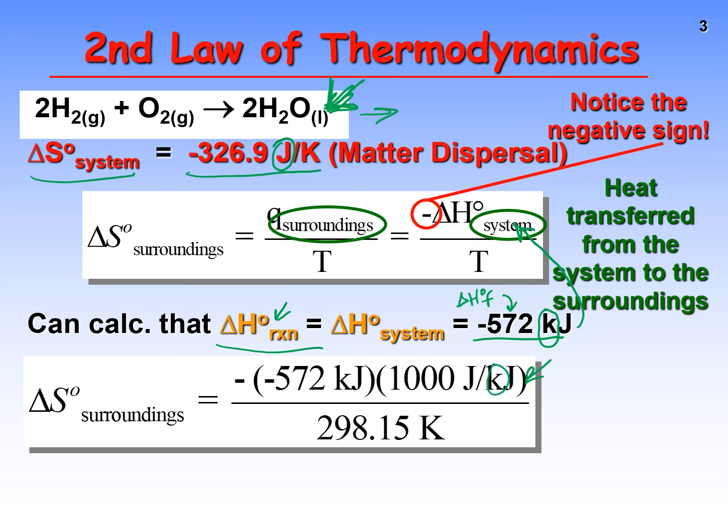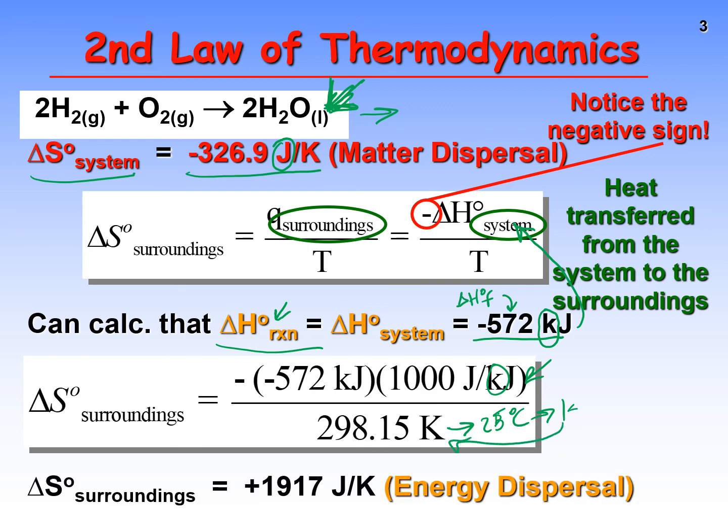We're going to assume that we're at 25 degrees Celsius. That's a generally good assumption. So if you're not told temperature at any point in any problem in this chapter, or the next one for that matter, you should just assume 25 degrees Celsius. I'm just changing from Celsius to Kelvin here, which is that value there. And we divide this all out, we get 1917 joules per Kelvin. And that's our energy dispersal component. Now, we already talked about this. This reaction is definitely spontaneous. It was one of my examples I used to describe spontaneity.